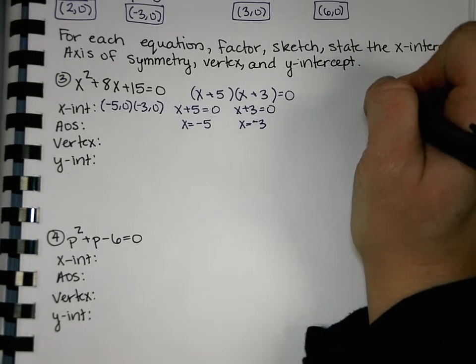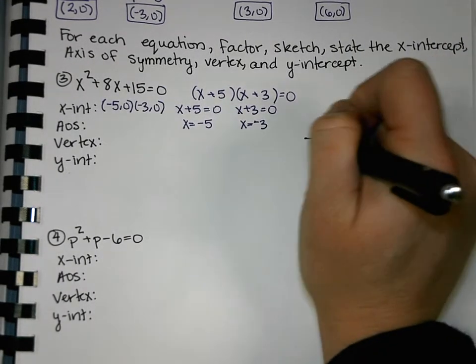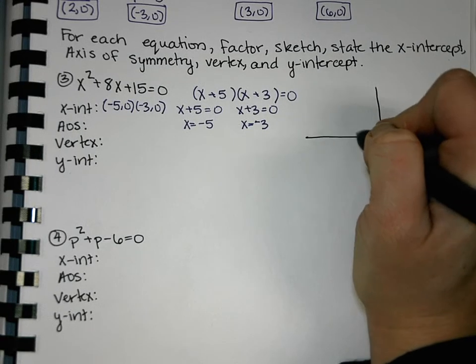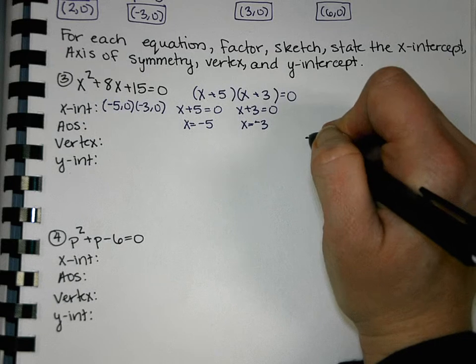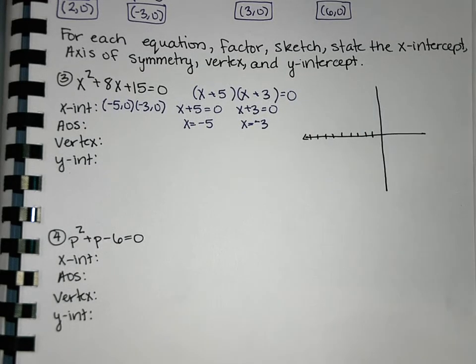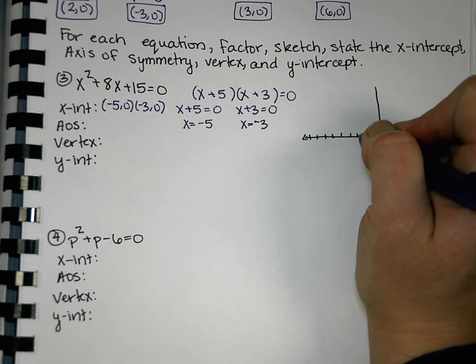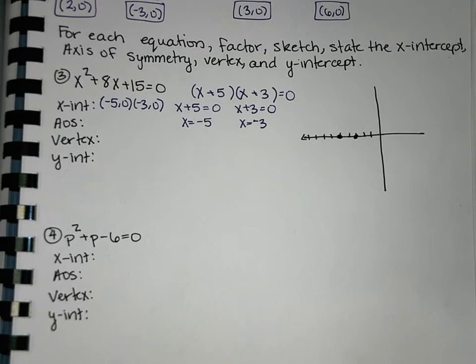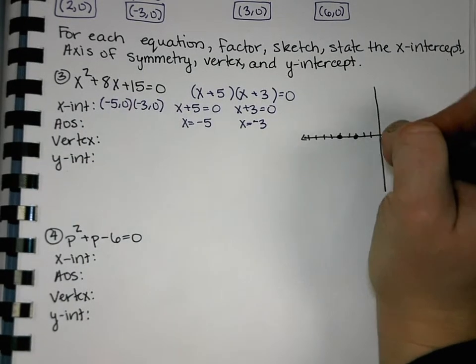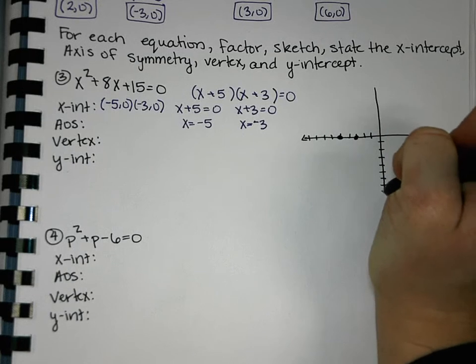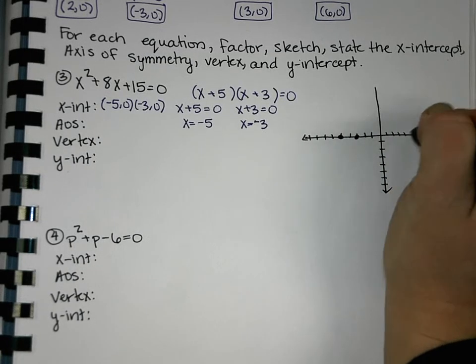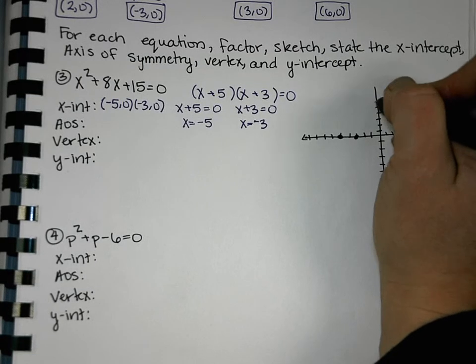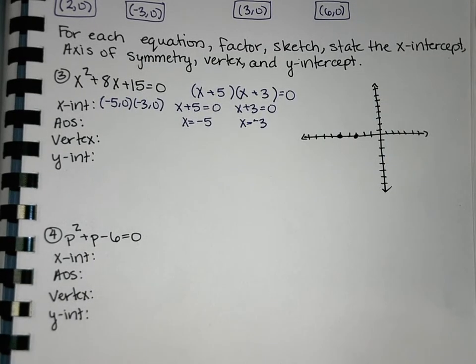So I'm going to go to my graph. And I'm going to plot -3, 0, and -5, 0. My x-intercepts. Are you with me so far?